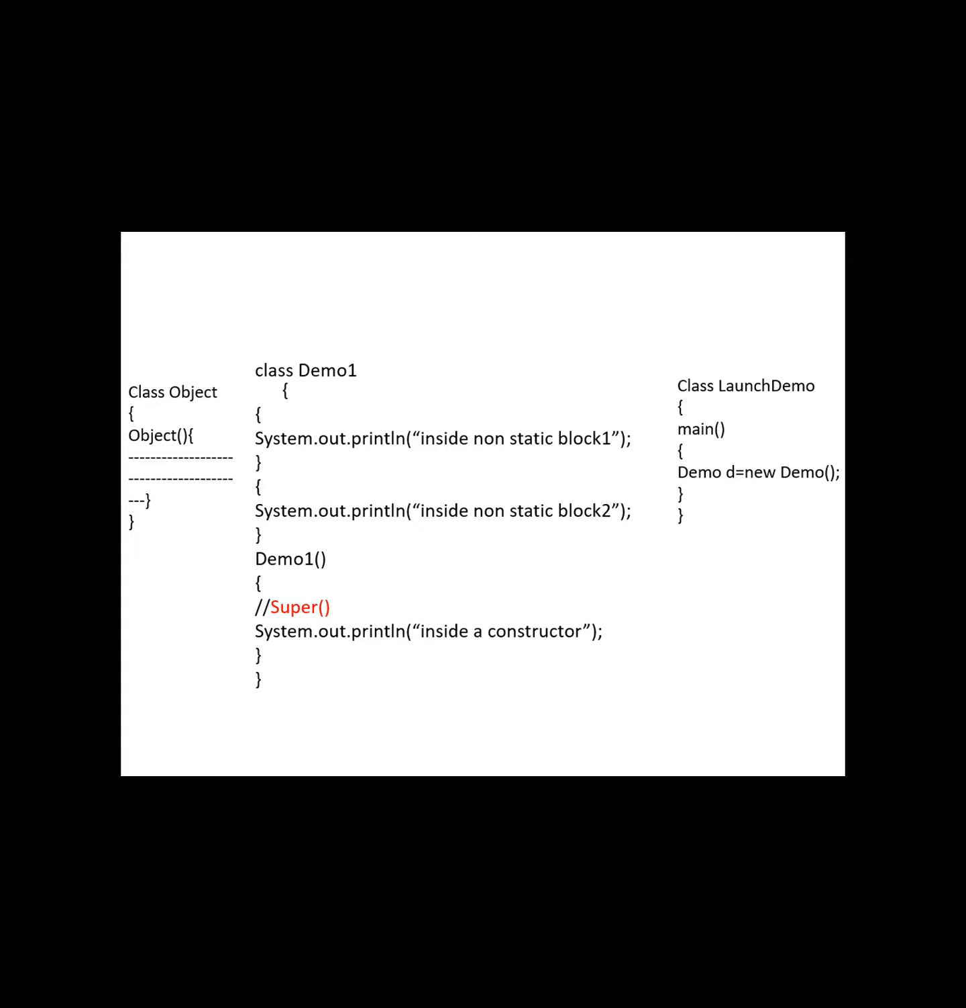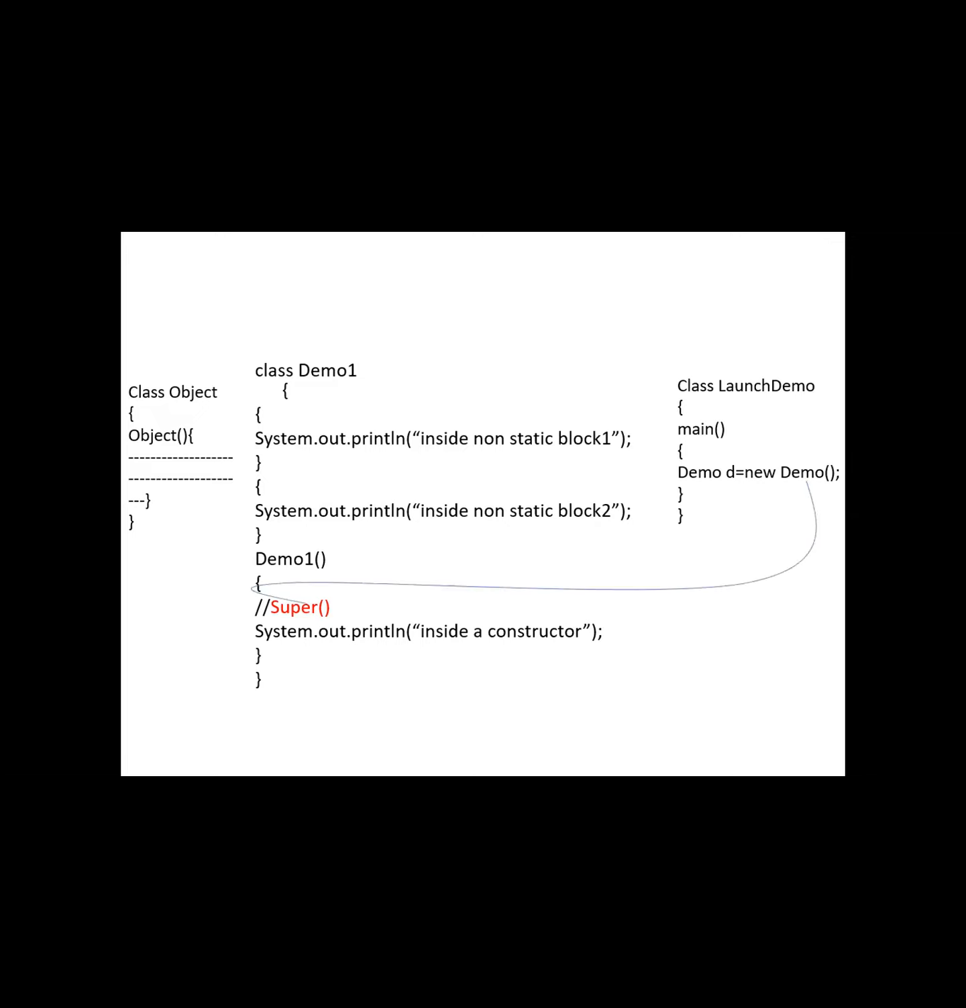So because of the super method, it will go, come back, and immediately after your super method execution, where will it go? Non-static block. But there are two. So which one will it execute first? Whichever comes first in your program from top to bottom, it will encounter that first, or try to execute that first. Means which one? Inside non-static block 1, inside non-static block 2, inside a constructor.